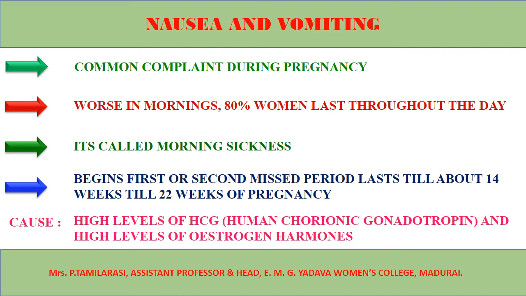What are the causes of this nausea and vomiting? It is the high levels of increase in hormone, that is human chorionic gonadotropin, pituitary hormone, and the high levels of estrogen hormones. This is the cause of nausea and vomiting.